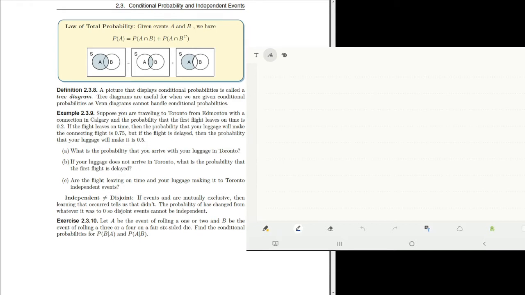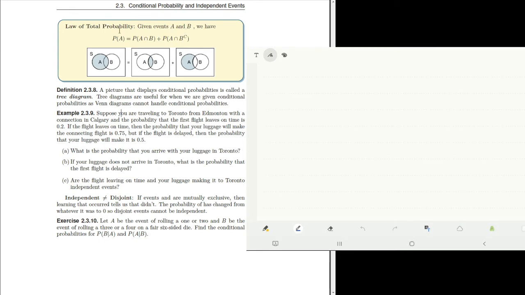In this video we're going to talk about a simple version of the law of total probability. Now this law says that if we are given two events A and B, then we can calculate the probability of A by separating it into two probabilities. And these are the probability of A and B plus the probability of A and B complement.